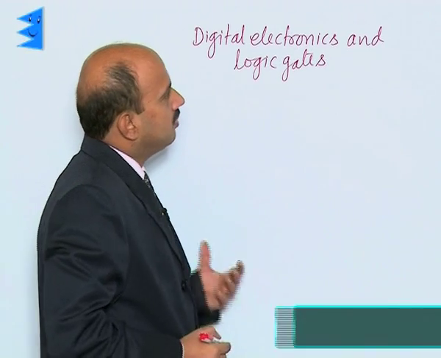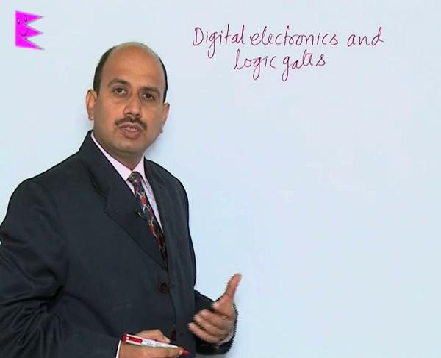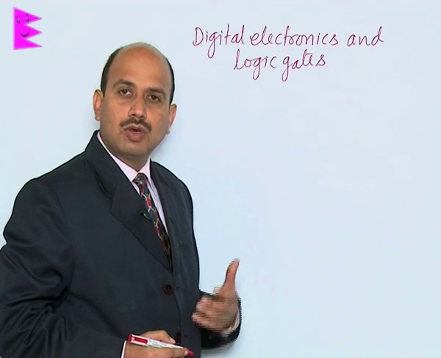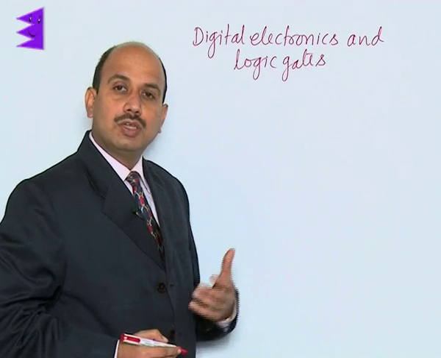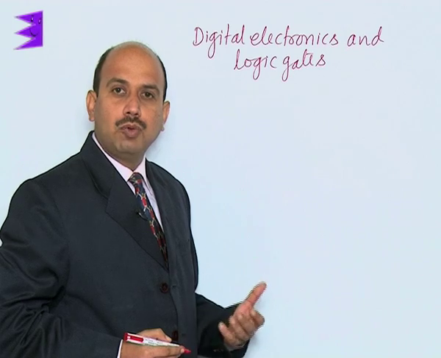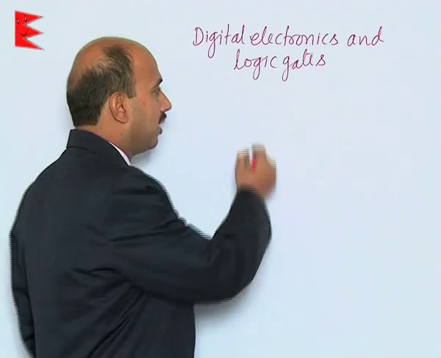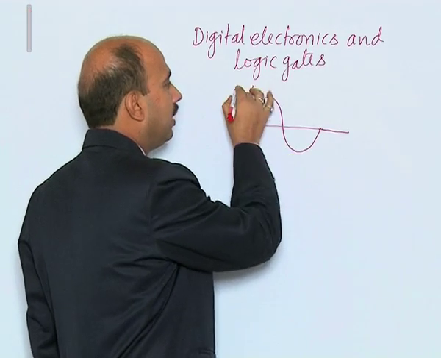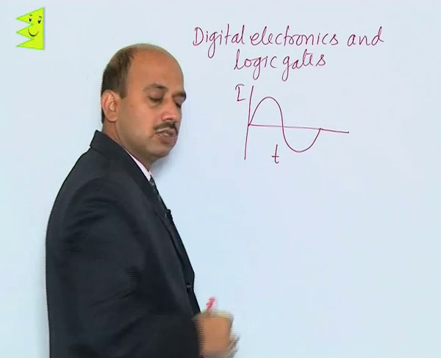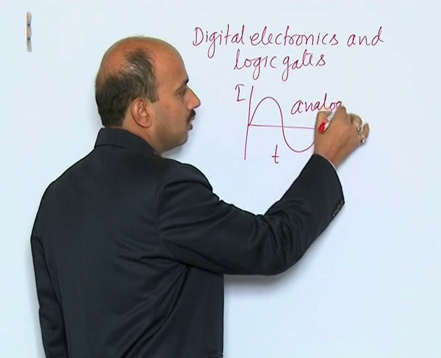Now see here in digital electronics and logic gates, we are going to do the basic logic gates. Logic gates are actually the devices or circuits which work on a certain logical relationship between input and output signals. We have seen till now signals like this, time varying signals, whether it is current or voltage. These are called analog signals.